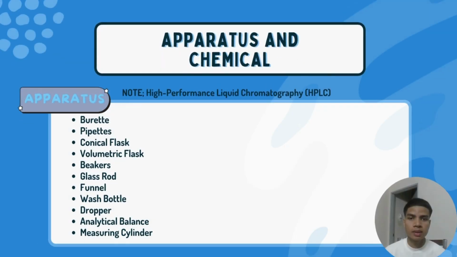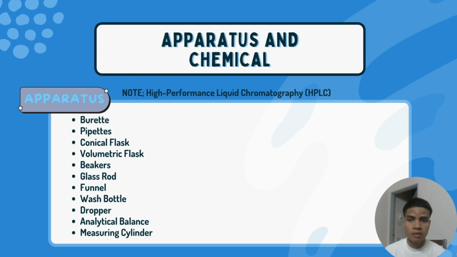Now we're going to look at the apparatus and chemicals that we will use in this experiment, starting with the apparatus. The first item is the burette. Typically, we use a 50 ml burette for the titration. The next item is the pipette, consisting of 10 ml and 25 ml pipettes for accurate measurement of solution. The third item is the conical flask, where we can use either 250 ml or 500 ml to carry out the titration.